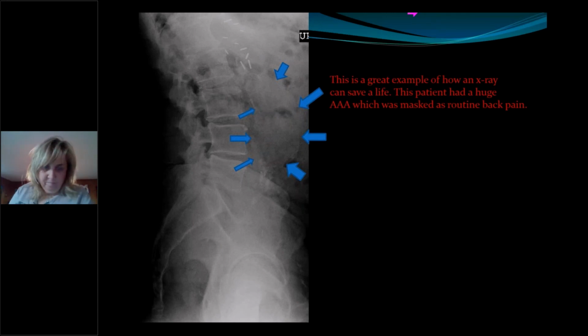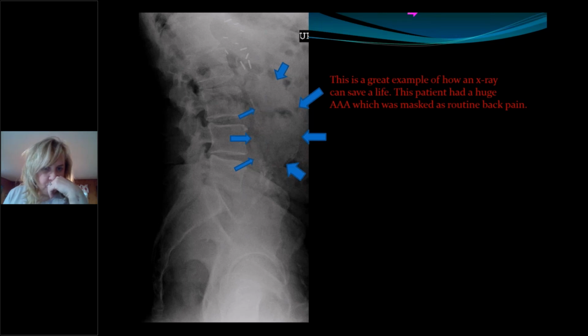Occasionally you get an x-ray and you find stuff that you didn't want to find. Here's a good example. This is a patient I saw who was complaining of some back pain, and I got the x-ray and I thought, oh shoot, I didn't expect this. And this guy has a huge AAA. It fortunately was not leaking, but he absolutely had a AAA.